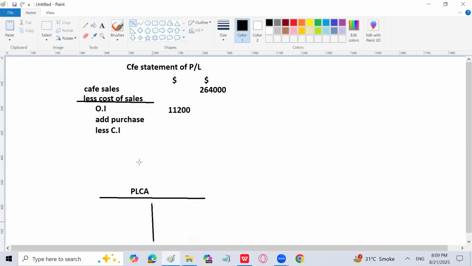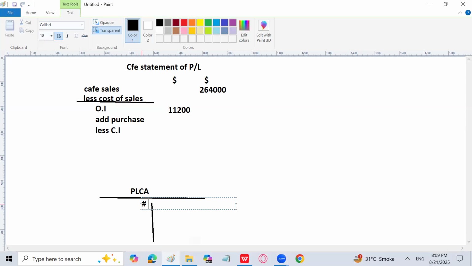Because when opening and closing trade payables are given in the question, we know that we have to prepare PLCA to find total credit purchases, right? So I will write here brought down, which is trade payable at the start. I will write here carried down, trade payable at the end. And here I am going to write the payment to trade payable. And here comes the credit purchases.